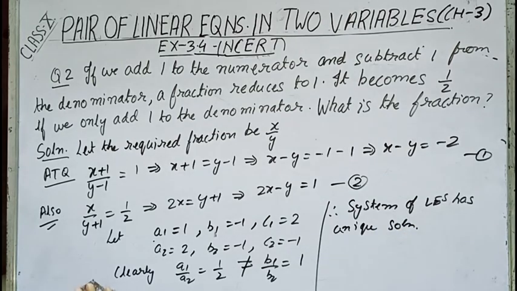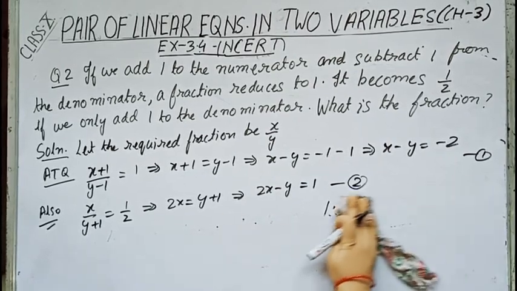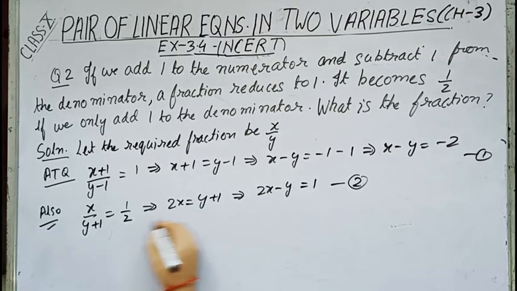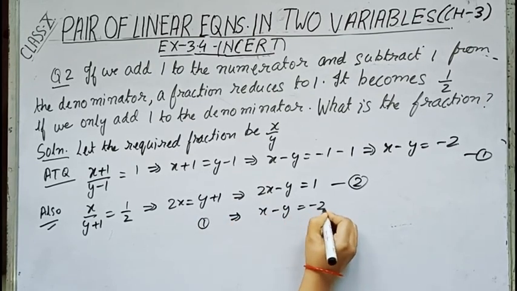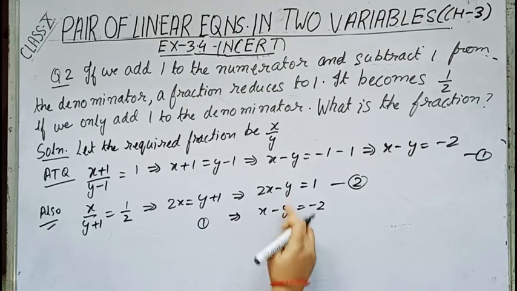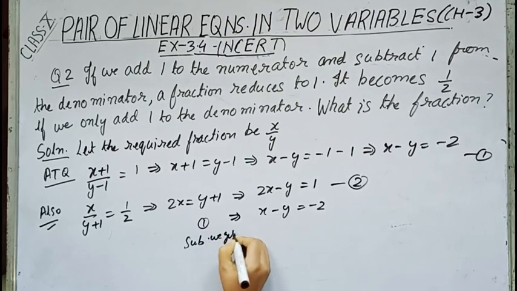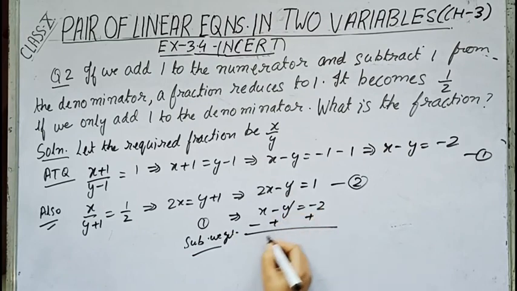So let us do. We have to solve by the elimination method. Take care. Equation 1 implies x minus y equals to minus 2. Now this coefficient is the same, so we are subtracting. Let us subtract it. We get x equals to 3.